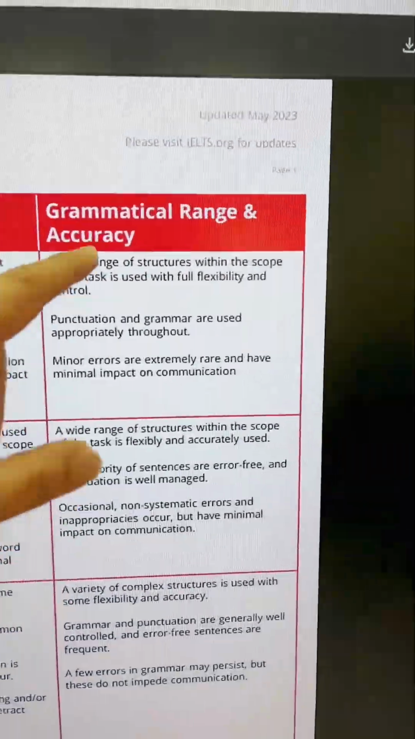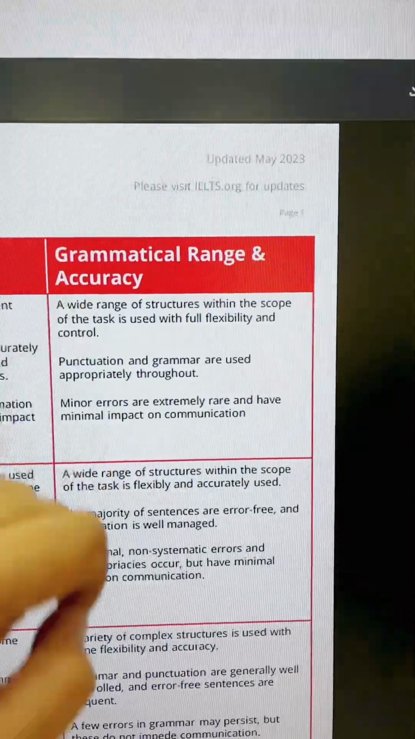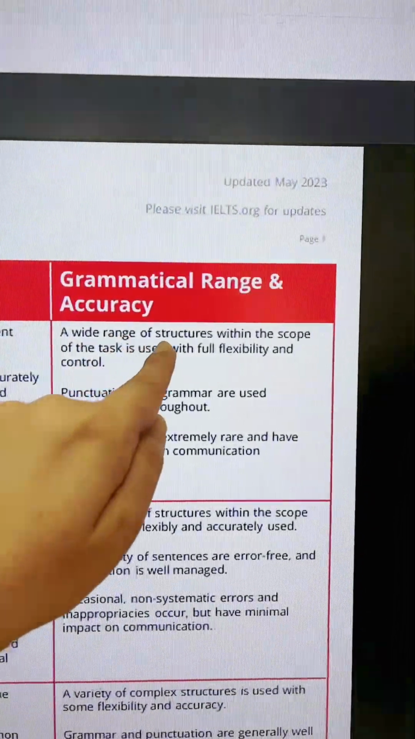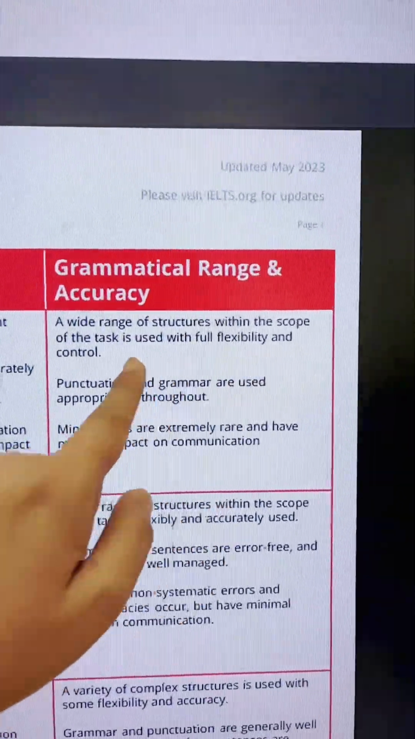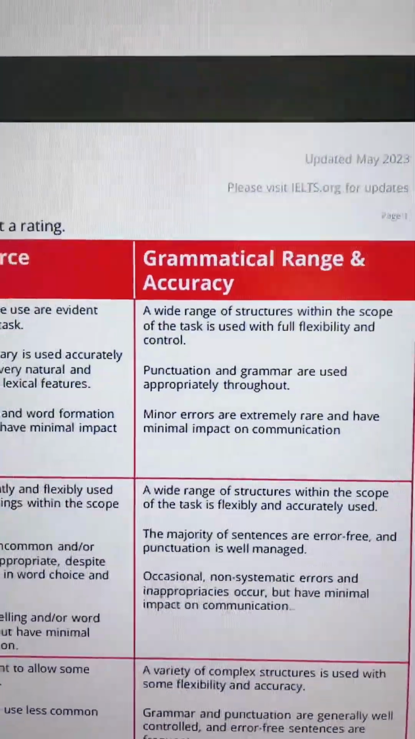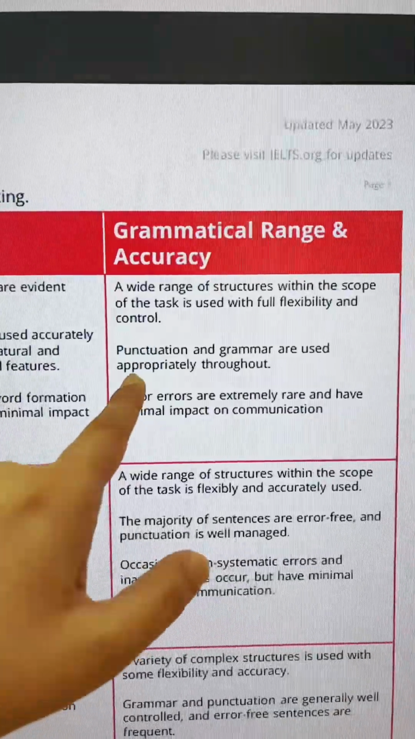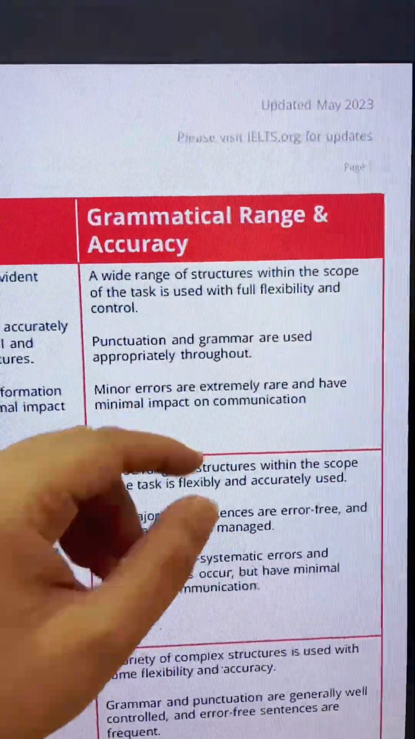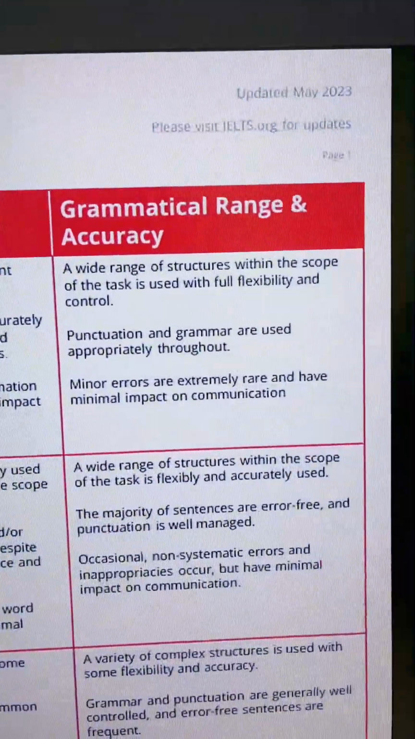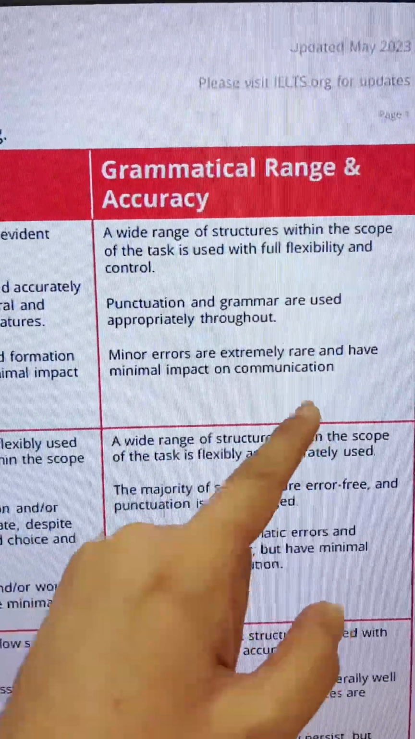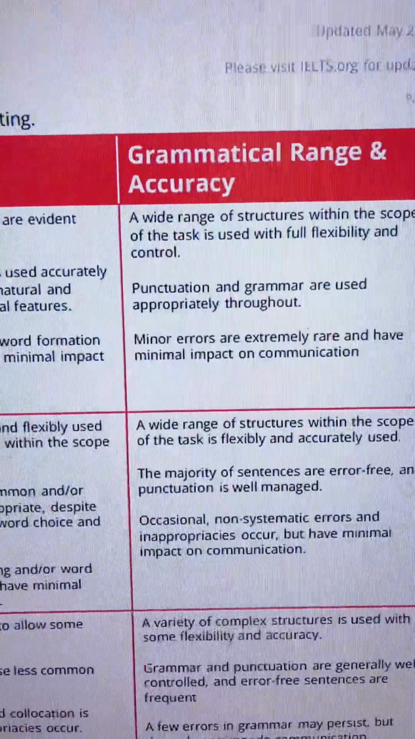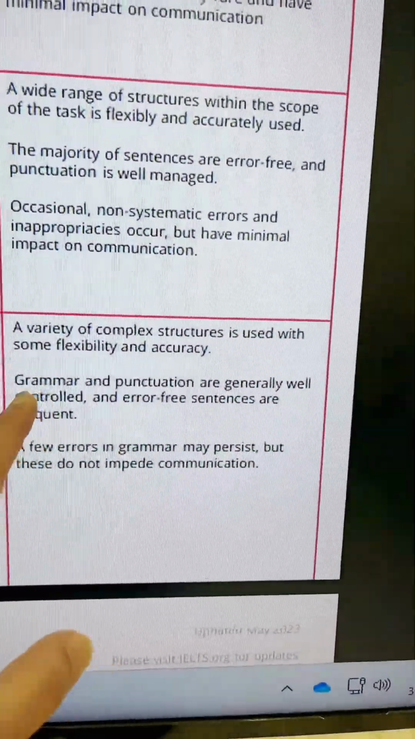The last one, grammatical range and accuracy. A wide range of structures within the scope of the task is used with full flexibility and control. This is for band 9. Punctuation and grammar are used appropriately throughout, band 9. Minor errors are extremely rare and have minimal impact on communication, band 9. Just compare it with band 7.